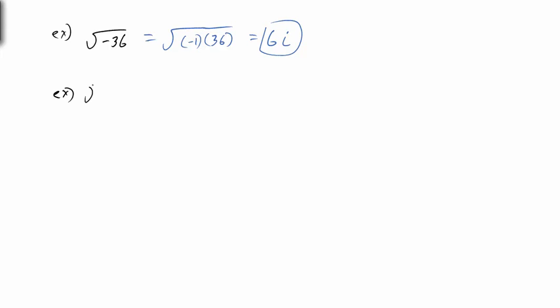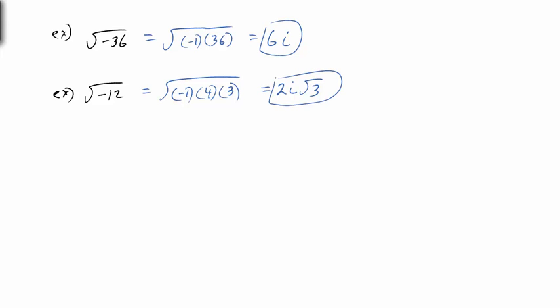And if we had, let's say, the square root of a negative 12, well, we could again think of this as the square root of a negative 1, and then the number 12 is not a perfect square, but we could think of that as 4 times 3. And now we have the square root of 4, which is 2. The square root of a negative 1 is i. And then the 3 we have to leave underneath the square root. So the answer is 2i square root of 3.